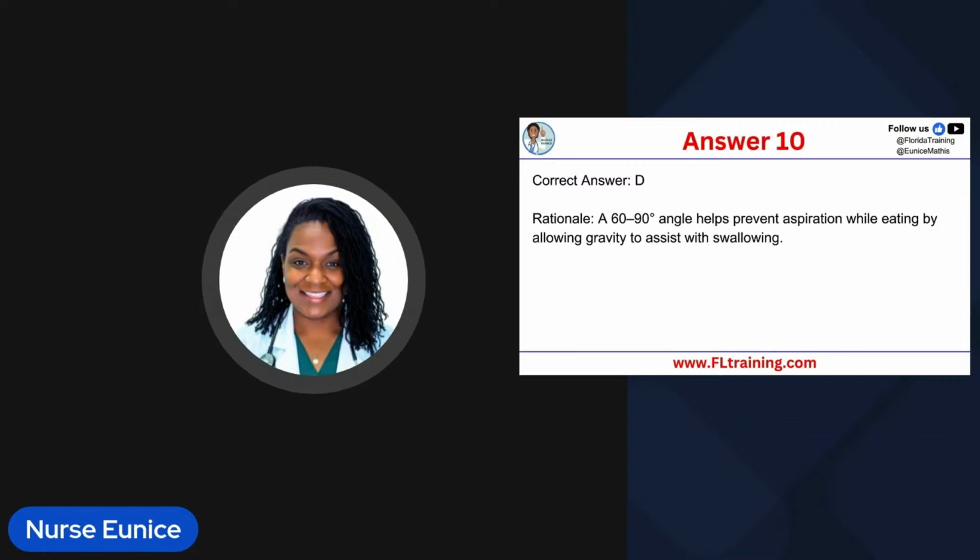It's going to increase their chances of having aspiration. So give their food time to digest. 60 to 90 degrees while being fed. Take them back a little bit so that they're comfortable for about 30 minutes to give the food time to digest. And then after that, if they don't have any distress, any signs of aspiration, that is when you'd be able to lay them flat.